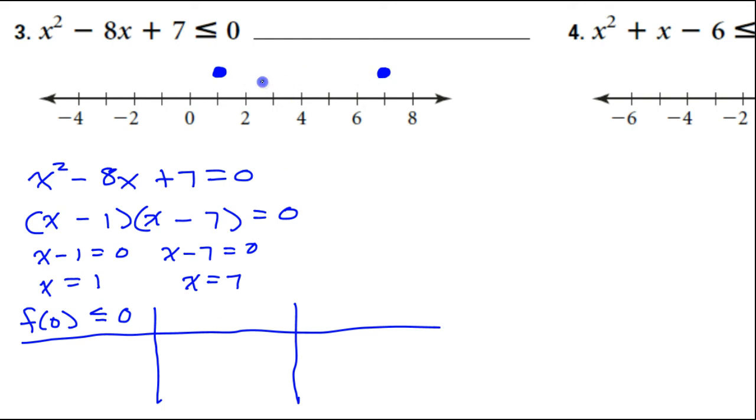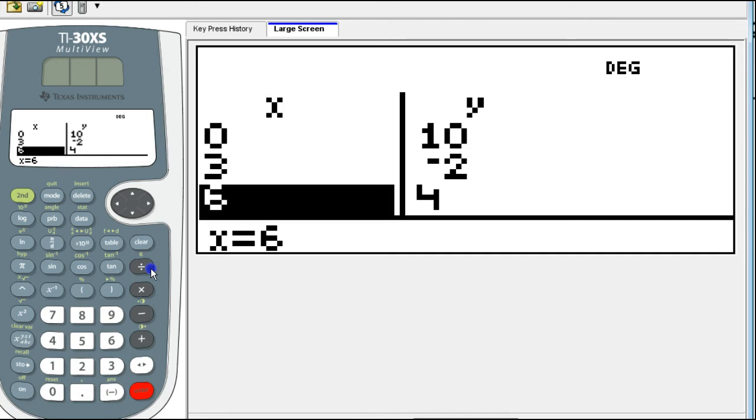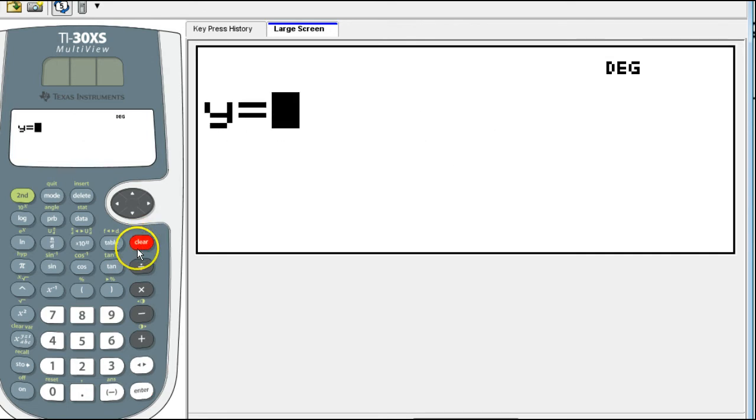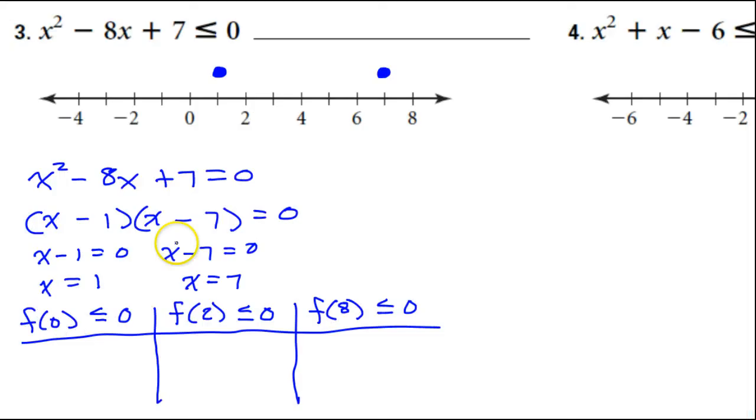Now, in the middle interval, we could pick any of these numbers. I'm just going to pick 2. All right, so let's check that out. And let's see if the function is less than or equal to 0 there. And to the right, in this interval, I'm going to pick 8. So let's test out the value of the function at 8 and see is that less than or equal to 0. Once again, I'm going to use my TI-30XS MultiView to make this process quicker.